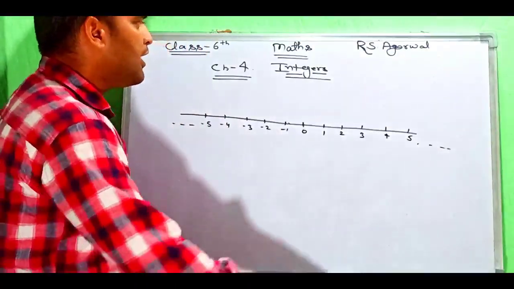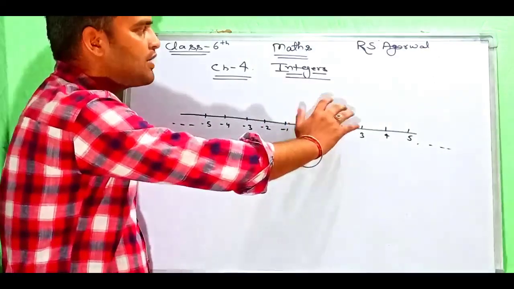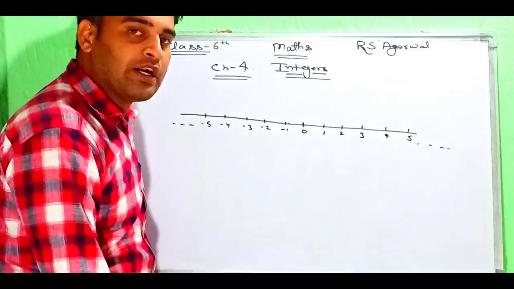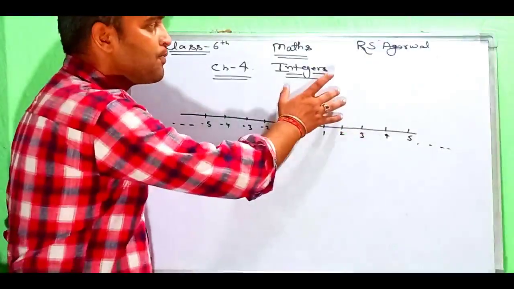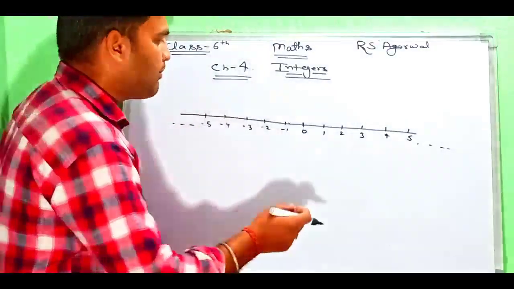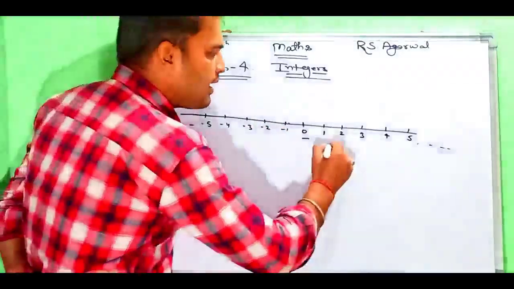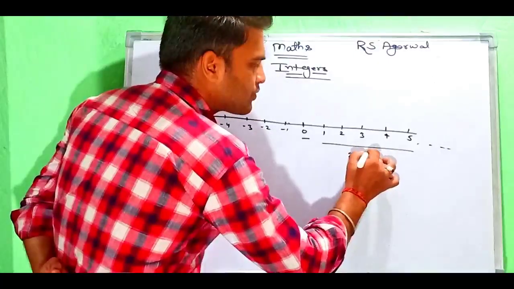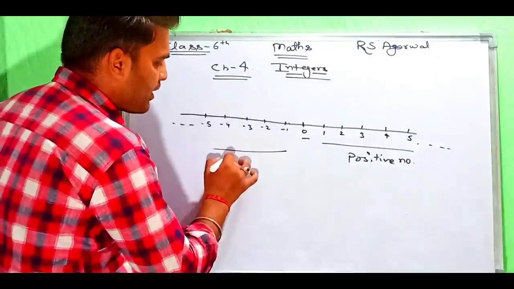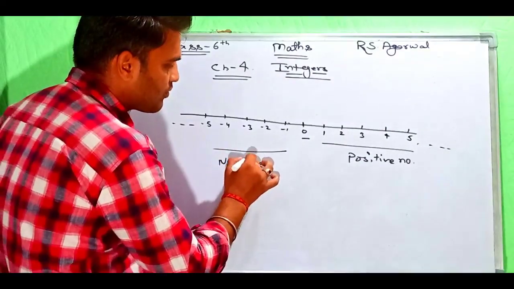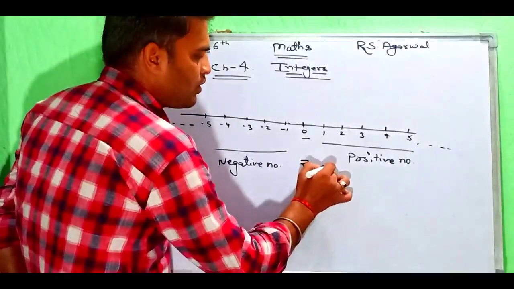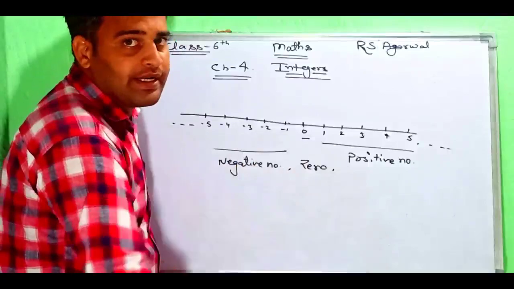Look at student, if we are talking about our chapter number 4, that is integers, then what is an integer? An integer is a number from the set of 0, all the positive numbers and all the negative numbers. In the integers you will find 0, all positive numbers and all negative numbers.